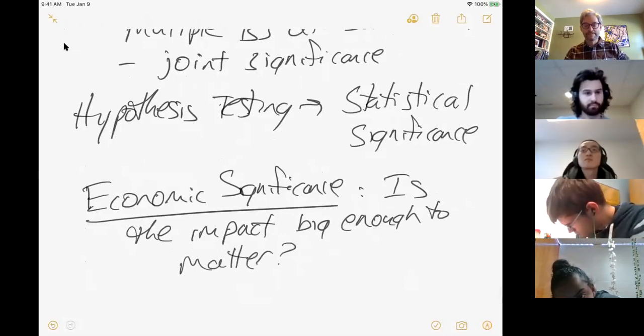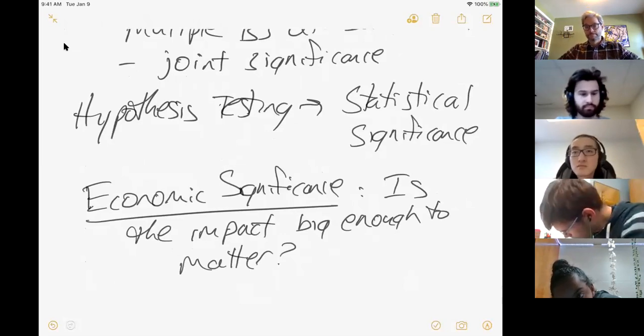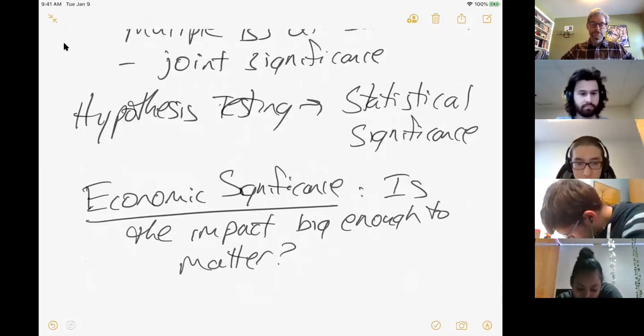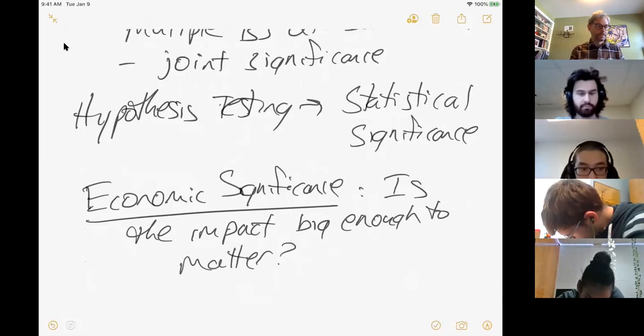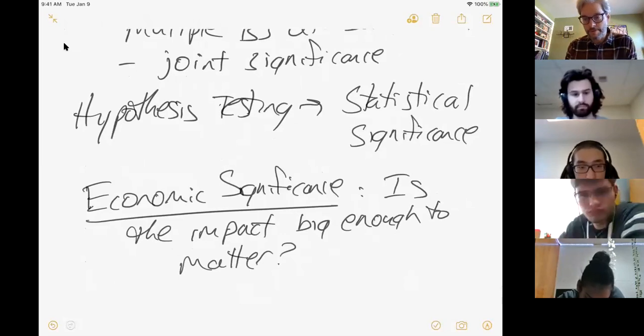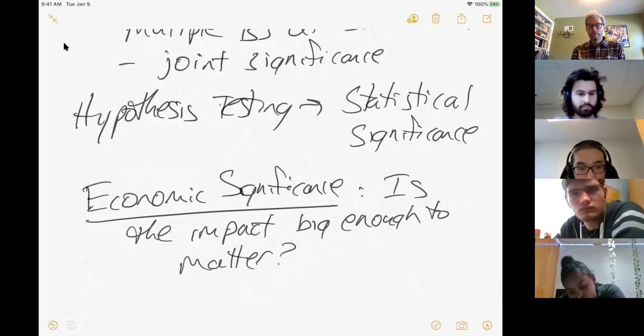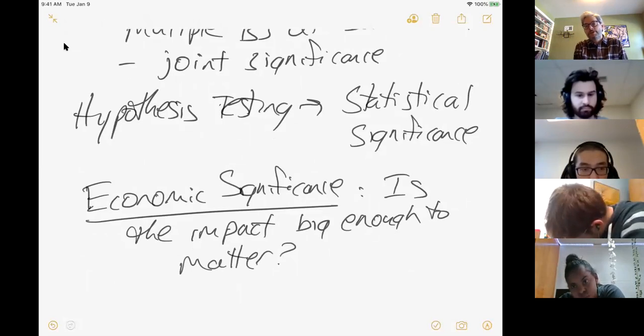Is the impact big enough to matter? So when we look at results, and this is one of the things I really encourage you to do in your papers, put them into economic terms, right? Like, how am I supposed to understand how big the effect is here?